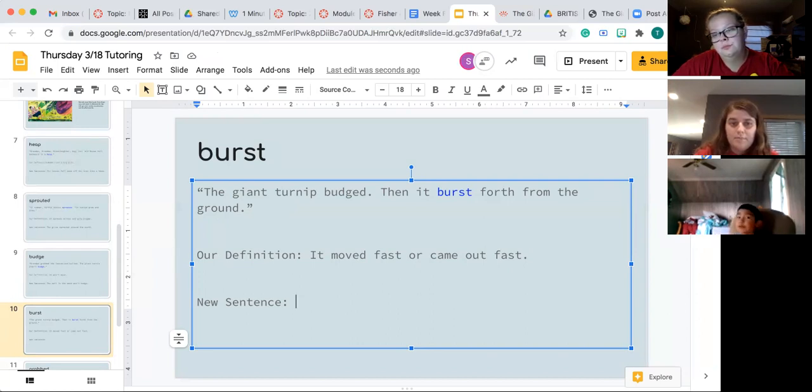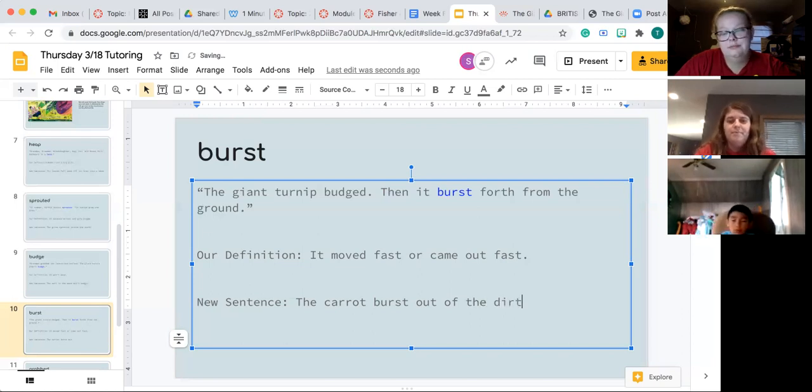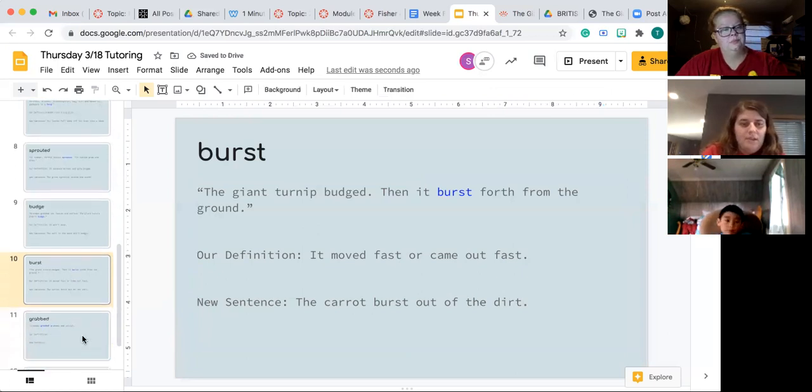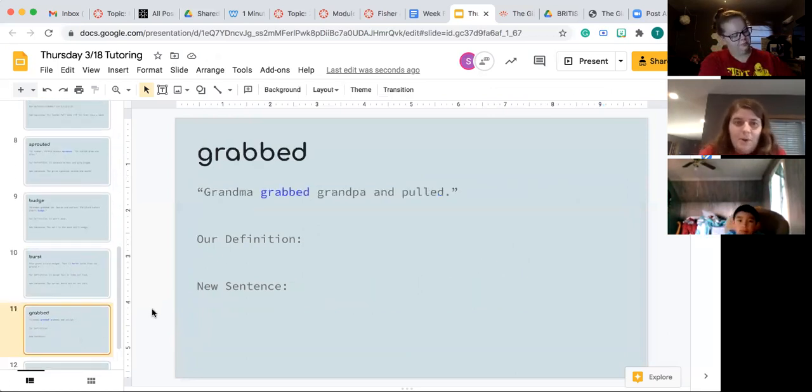How might we use burst in a new sentence? Could we use a story in real life that happened? Yeah, we can use any sentence. Thank you. The carrot budged out of the dirt. Oh, we just did budge. This one's burst. Oh, burst. So the carrot burst out of the dirt. I like that sentence. All right, looks like we have one more word.